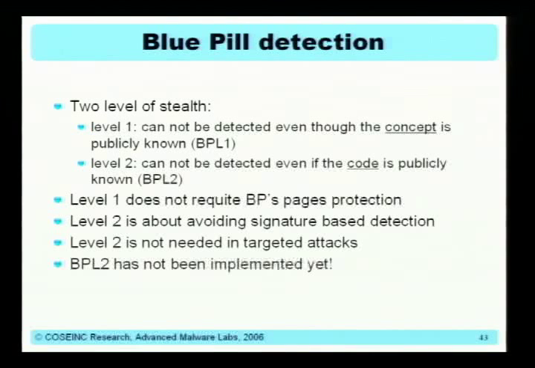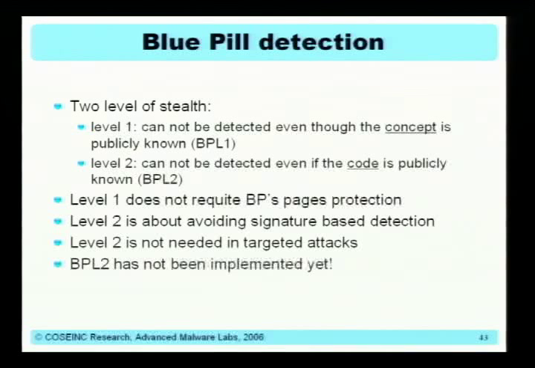But of course, okay, so this is level 1. But now we have level 2, which should be undetectable even if I made the binary code public. So this would be about avoiding signature-based detection.